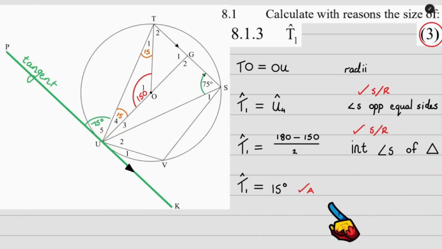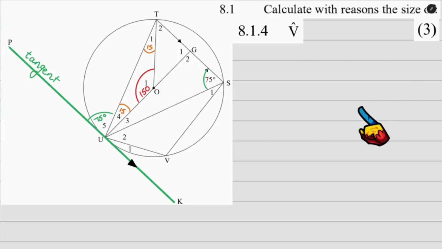And that wraps up 8.1.3. Quickly having a look where the 3 marks come from. You only get awarded this mark if your statement and reason are correct. So if you have both of these in place, you earn this mark. And then you get 1 mark for this statement and reason, and 1 mark for your final answer.